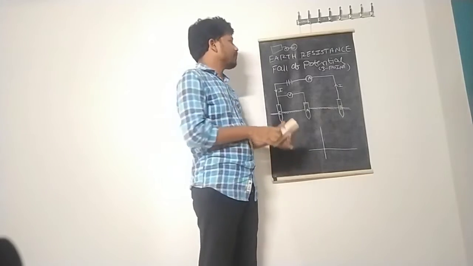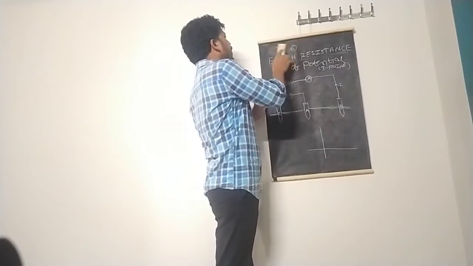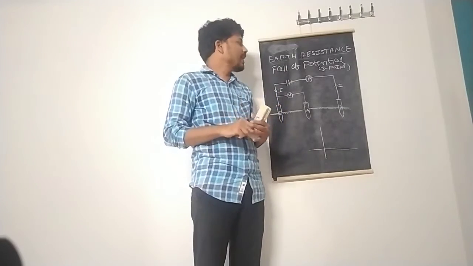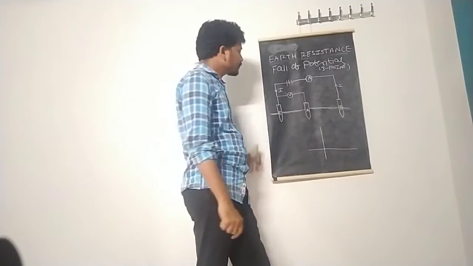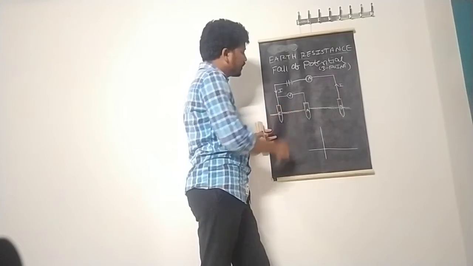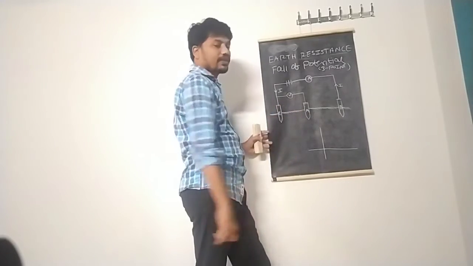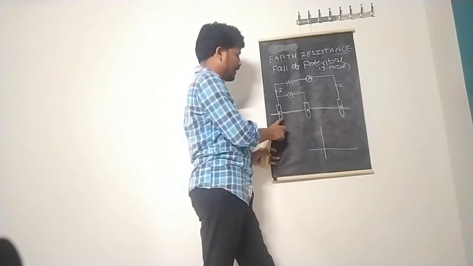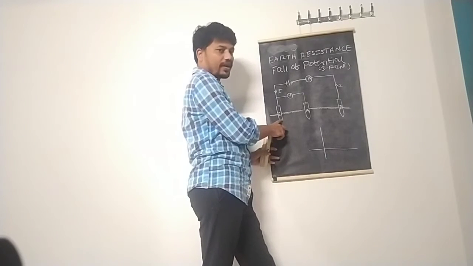That is the main purpose. So to determine these values, in general there is one method, the fall of potential method or 3-point method. Here one thing is clear: this is the arrangement of the fall of potential method or 3-point method because of the 3 points, the earth electrode that is to be under test.